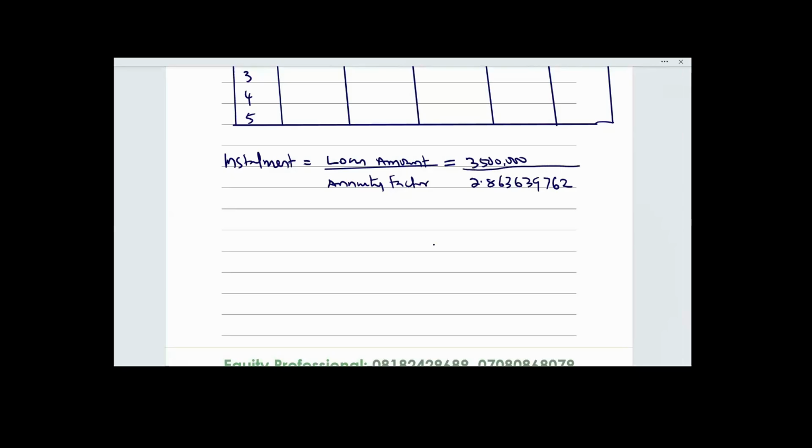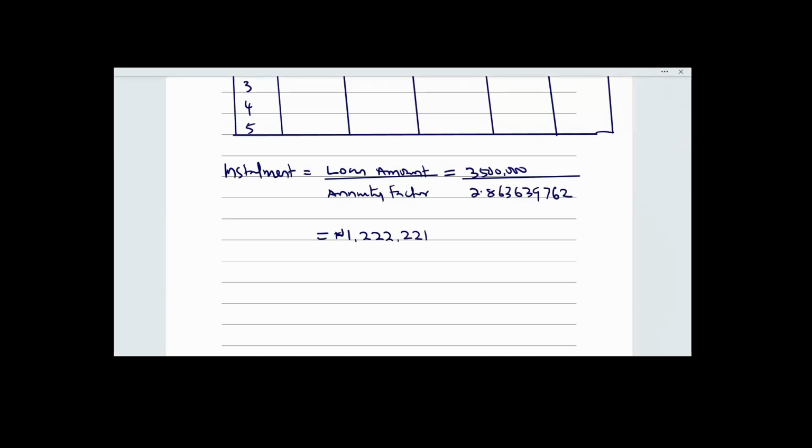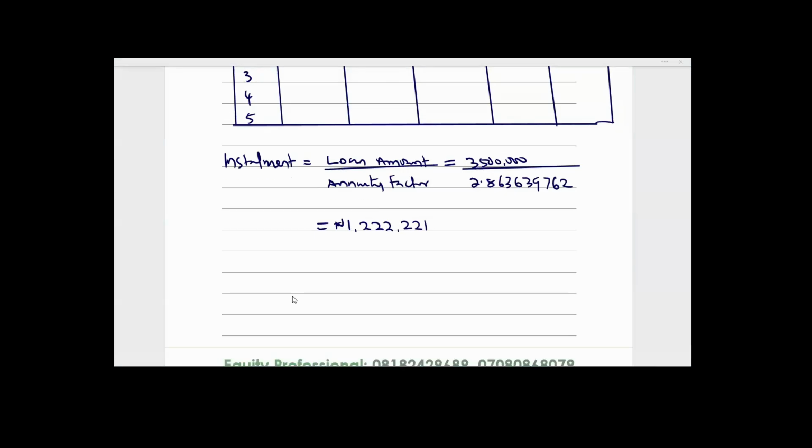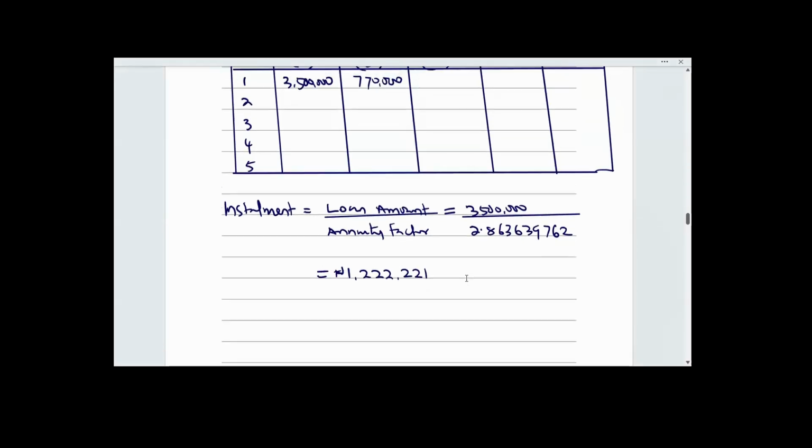So this will now give us the annual installment that we're supposed to pay. So in this case, 3.5 million divided by 2.863639762. That will give us 1,222,221. Let me confirm on my calculator. 222221. That's it. So this is the annual installment.